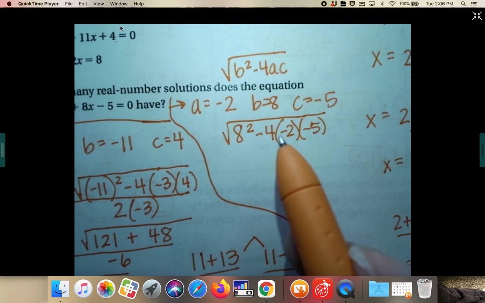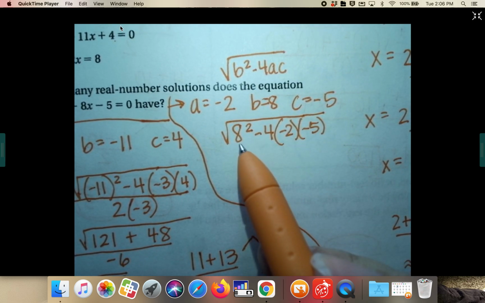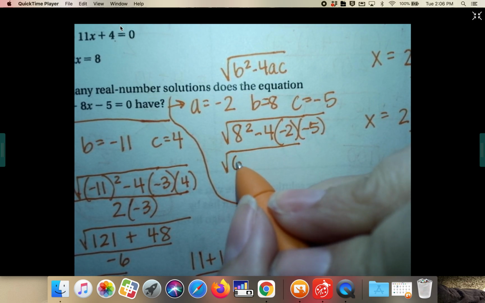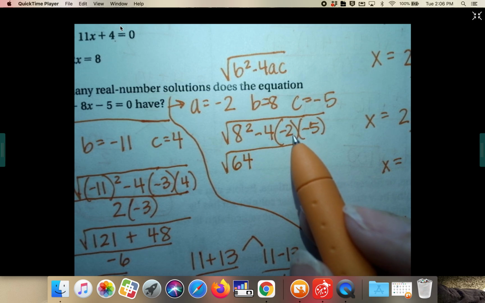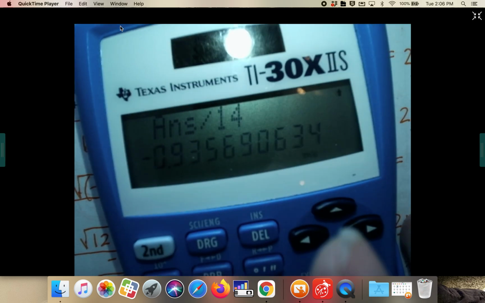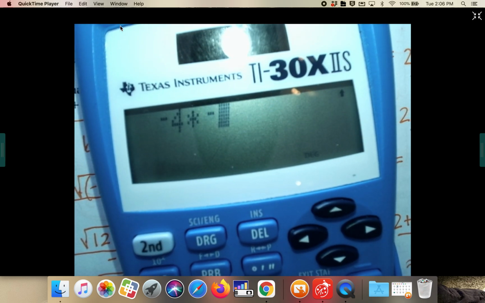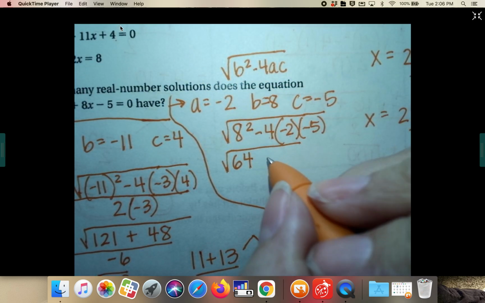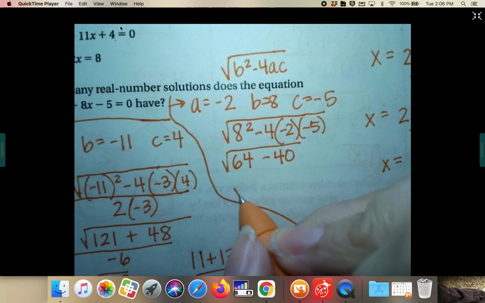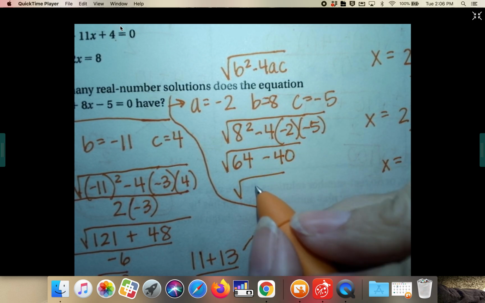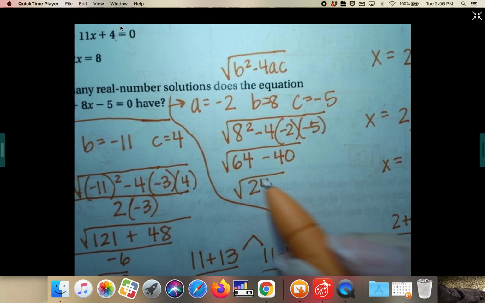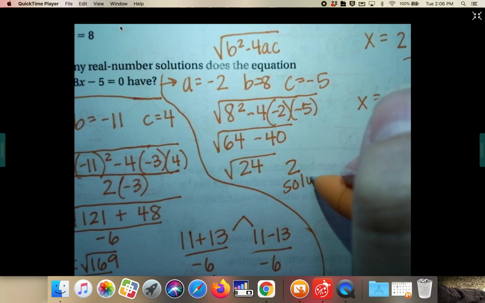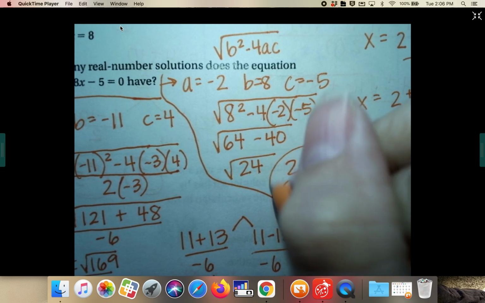And all we need to do is figure out if this is positive, 0, or negative. So 8 squared is 64. -4 times -2 times -5 is -40, so minus 40. And I know that 64 minus 40 is a positive. And if it's a positive square root, that means there are going to be two solutions. Okay.